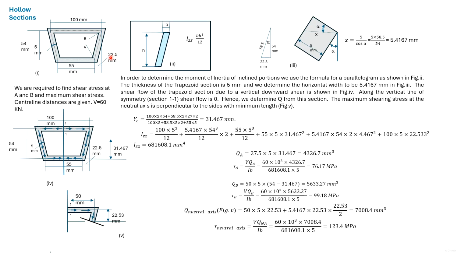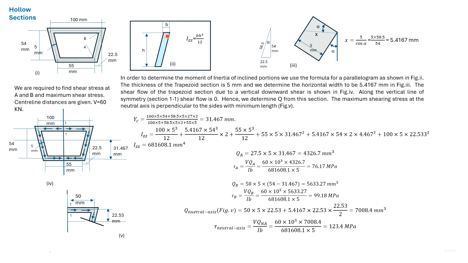We have a hollow section trapezoidal in shape on which a shear force of 60 kN has been applied. We are required to find out the shear stress at A, B, and the maximum shear stress acting on the section. This section has inclined legs, so we will be required to find out the moment of inertia of the inclined portions. We find out the moment of inertia of the inclined portions using the formula for a parallelogram.